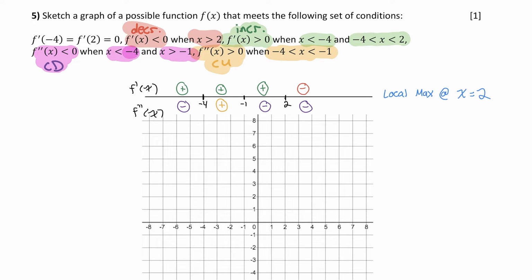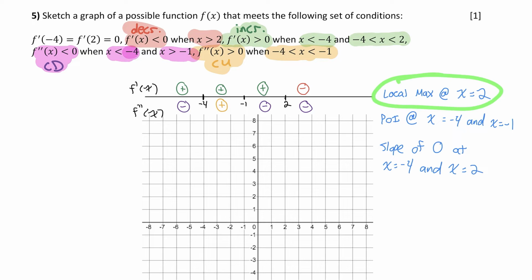And there's a change in sign in concavity at -4, and also at -1. So there's points of inflection at those two x values. Also, I can't forget that I want a slope of 0 at -4 and 2. Well, at x equals 2, there is a local max. So of course, there's going to be a slope of 0 there. But there is no local max or min at x equals -4, but I still need a slope of 0. So I'll be making this shape at x equals -4.